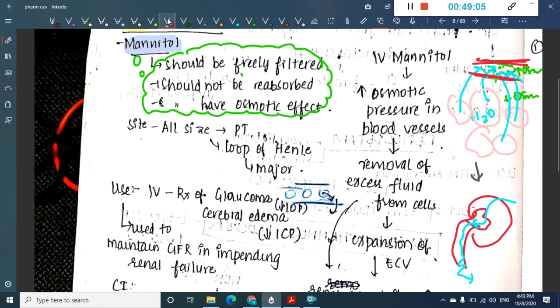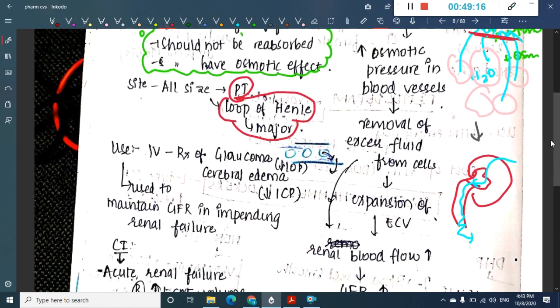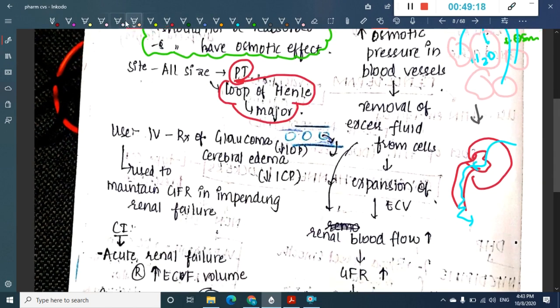Now where do you see this? This is most commonly seen in the proximal convoluted tubule and also the loop of Henle. In both of these, the loop of Henle action is major. Then what are the uses of this osmotic diuretic? These are used in the treatment of, number 1, glaucoma.